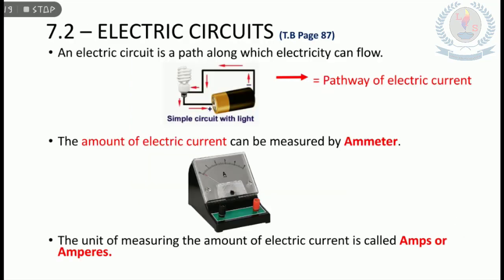Electric circuits. The pathway in which electricity can flow is known as an electric circuit. In the diagram given, red color arrows show the pathway of flow of electricity. Ammeter is the instrument which is used to measure the amount of electric current in a circuit. Amps or amperes can be used as units to measure electric current.